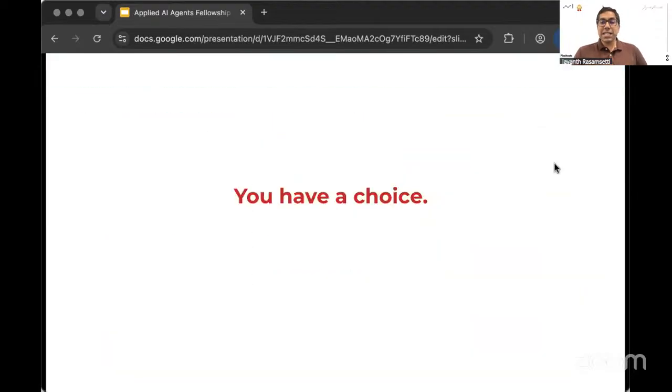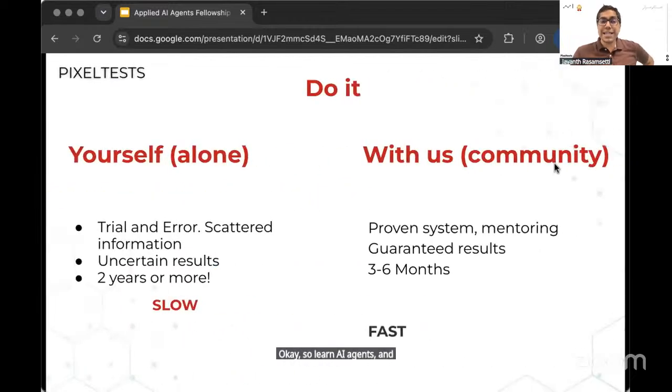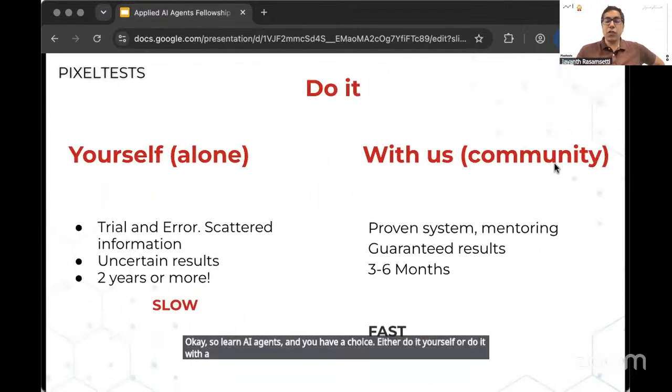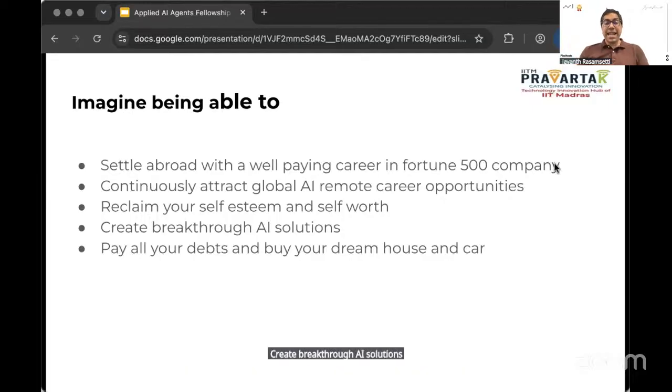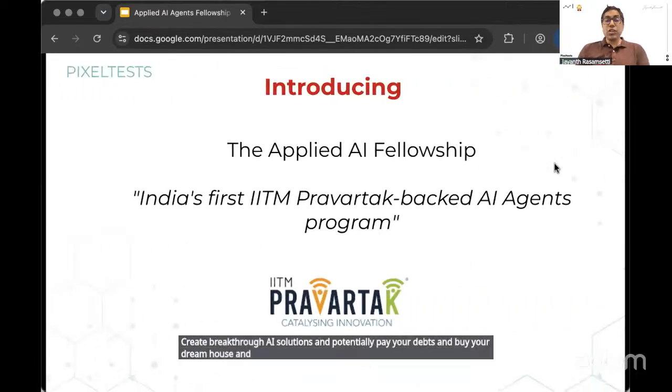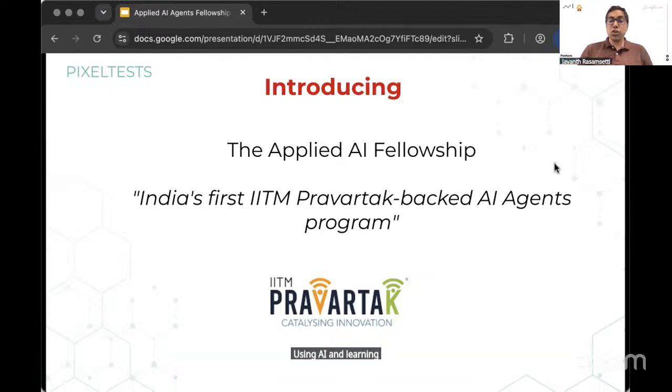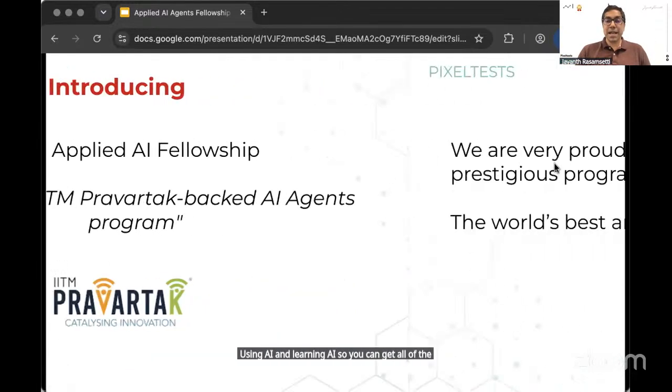Okay, so learn AI agents, and this you have a choice. Either do it yourself or do it with a strong community of over 5,500 members, proven system, mentoring, guaranteed results 3 to 6 months. Now imagine being able to perhaps settle abroad, continuously attract global remote opportunities, create breakthrough AI solutions, and potentially pay your debts and buy your dream house and car. Right? So introducing the first applied AI fellowship community and program where you can grow your passive income, which is going to be a primary focus, using AI and learning AI. So you can get all of the certification process as well.